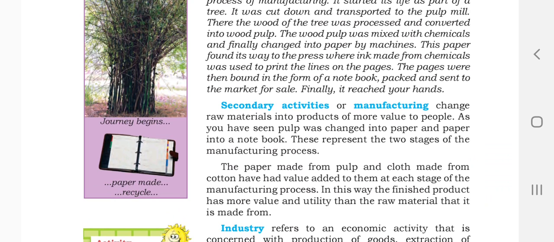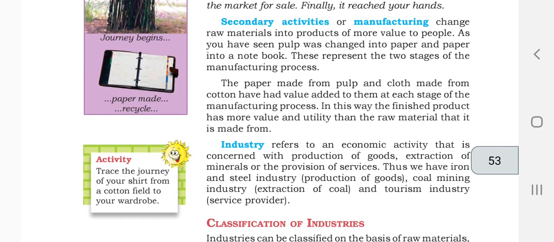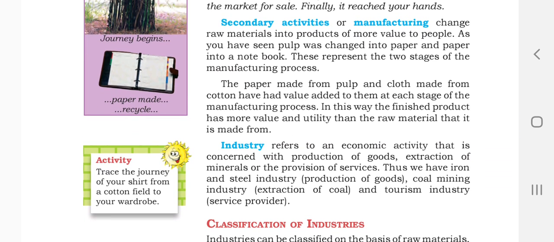As you have seen, the pulp was changed into paper and the paper into a notebook. So this represents the two stages of the manufacturing process. The paper made from the pulp and cloth made from the cotton have had value added to them at each stage of the manufacturing process. In this way, the finished product has more utility than the raw material that is used.